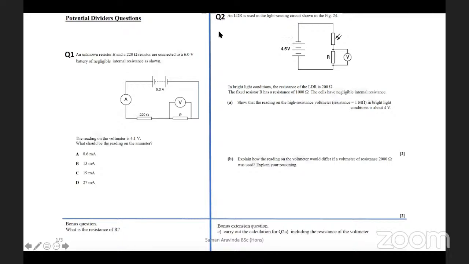Now that means the voltmeter resistance cannot be neglected because it has a certain resistance, 2000, and R is 1000. If you have a certain potential difference across this, that will be based on the resistance of the voltmeter and the resistance of the fixed resistor. How are these two connected? In parallel. So you find the parallel resistance and then find the potential difference across it. That will be read by the voltmeter.